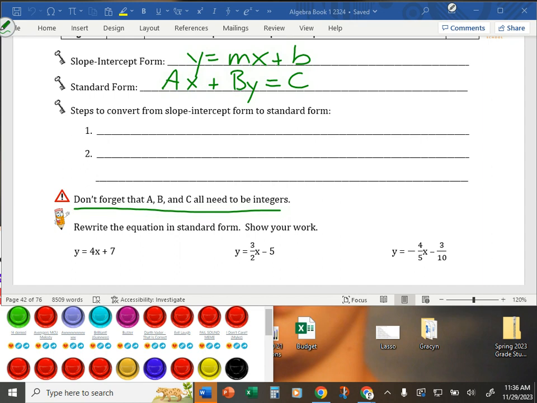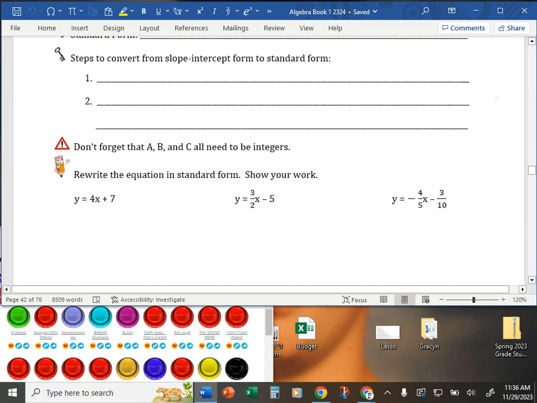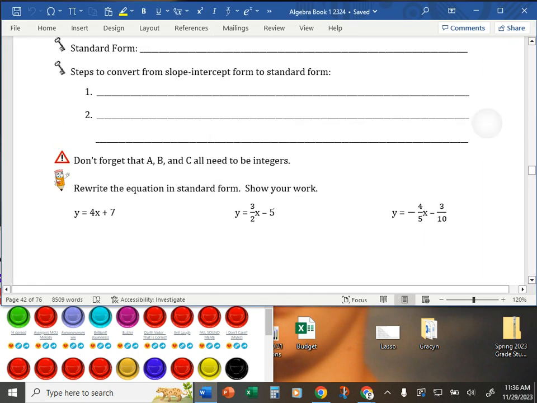So a couple quirks there. But the steps to convert from slope-intercept to standard form. Step one, again, starting in slope-intercept form. What does slope-intercept form have that a standard form equation can't? We kind of just went over this. Fraction, right? Slope-intercept form has a fraction. Standard form can't have a fraction. So step one is to get rid of the fraction.